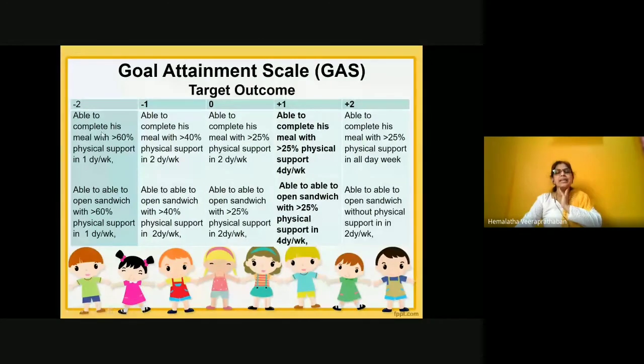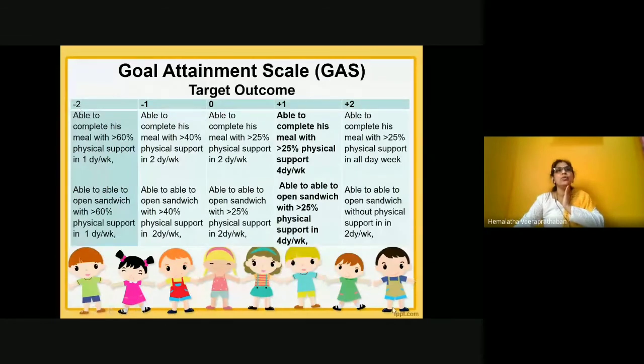So we have now reached the target outcome. We use two target outcomes. One is the GAS, goal attainment scale. Another is the target outcome of COPM, which is very evidential. This is why I say documentation is very important. Creating the satisfaction for the family is very important.